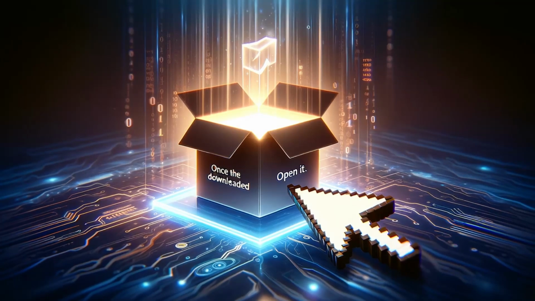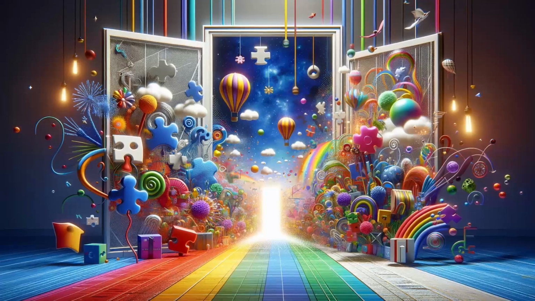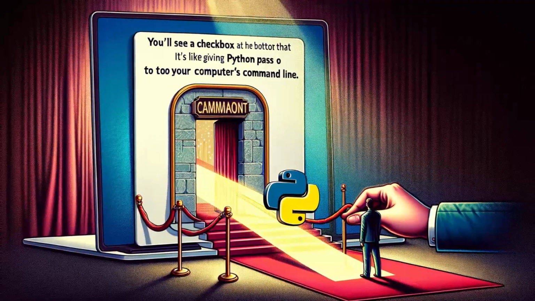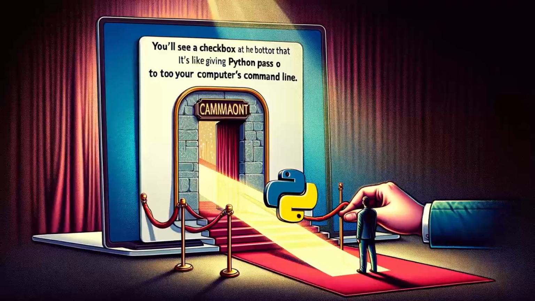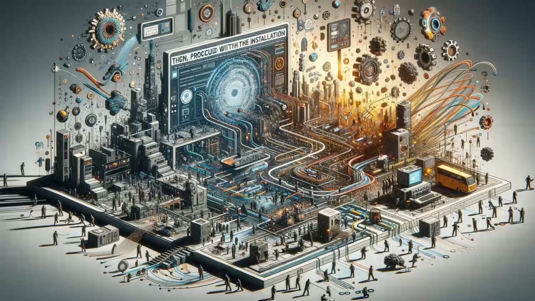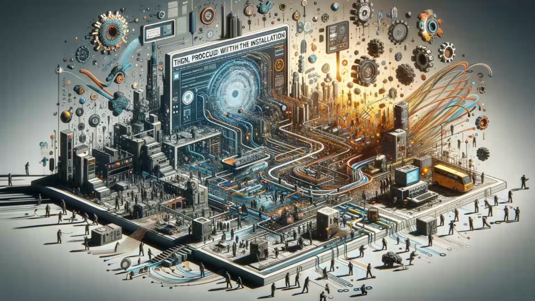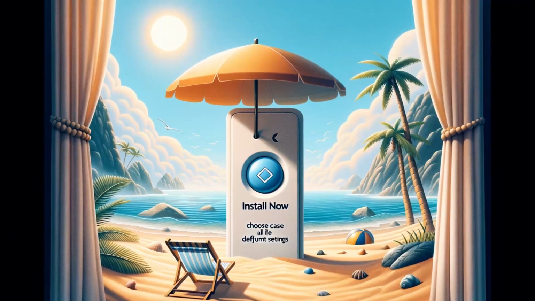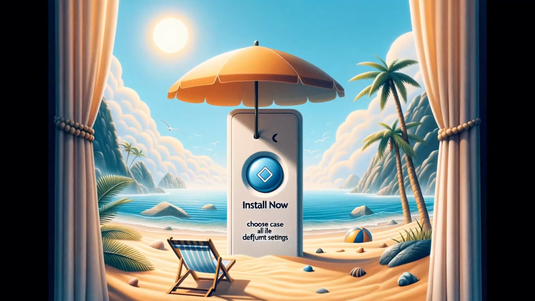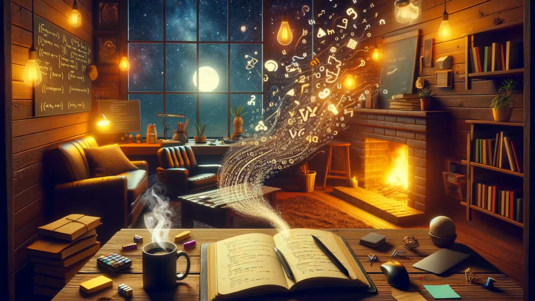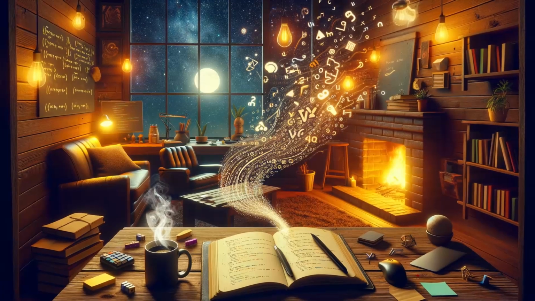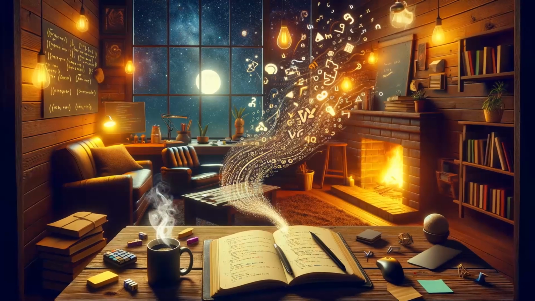Once the installer is downloaded, open it. Here's the fun part. You'll see a checkbox at the bottom that says Add Python to Path. This is like giving Python a VIP pass to your computer's command line. Check it. Then, proceed with the installation. A quick tip, choosing Install Now takes care of all the default settings, making your life as breezy as a beach vacation.